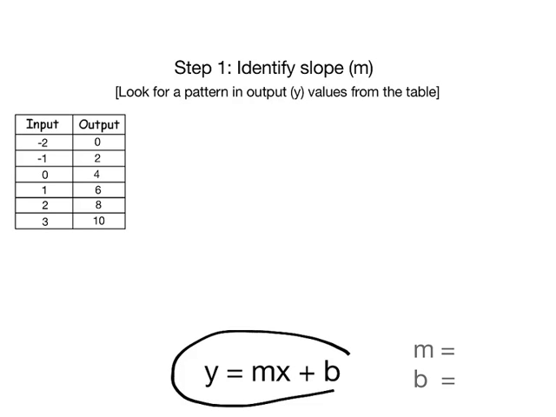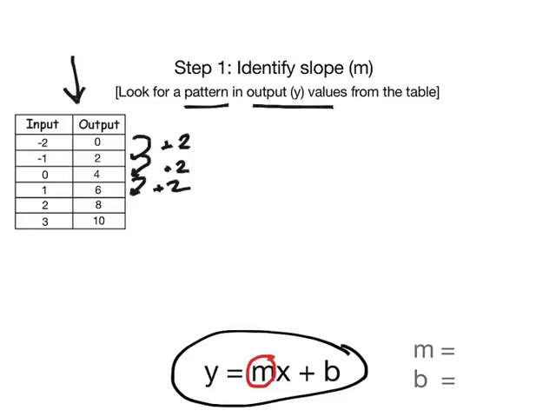So our next step after identifying which column is which is step 1, identifying the slope. Now if you look at our linear equation in slope-intercept form, y equals mx plus b, the slope would be the m. So in order to find the m of our equation, we are going to look for a pattern in the output or y values in this table. As we look at this table, we can see our output increases by 2 each time, and so on.